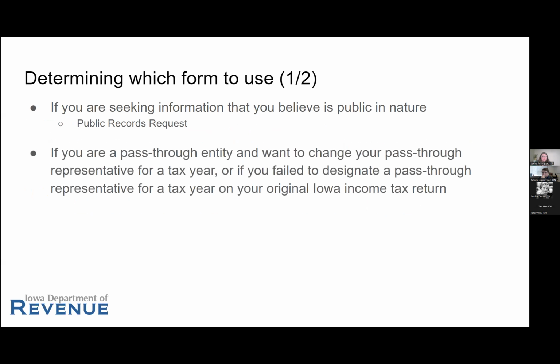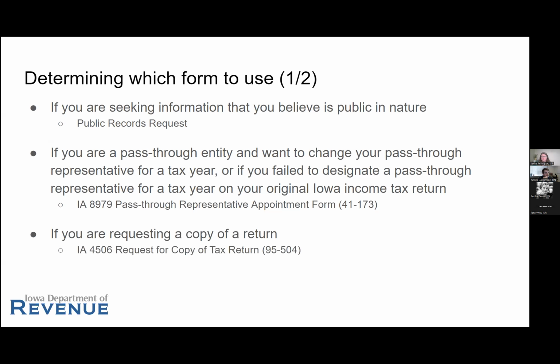The second form is the Iowa 8979 pass-through representative appointment form. So if you are a pass-through entity and need to change or provide your representative information, you may do so through this form. And the third form is the Iowa 4506 request for copy of tax return. If you do need a copy of your state tax return, this would be the form you could use to request a copy.